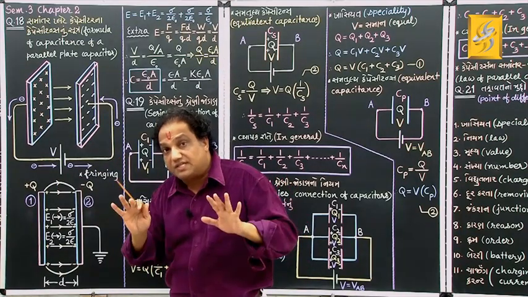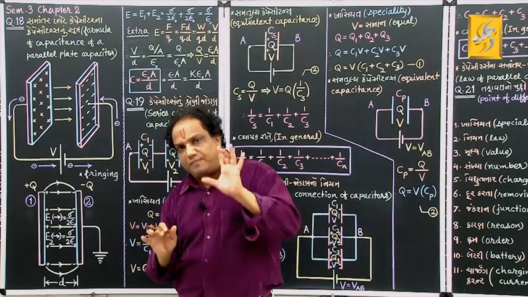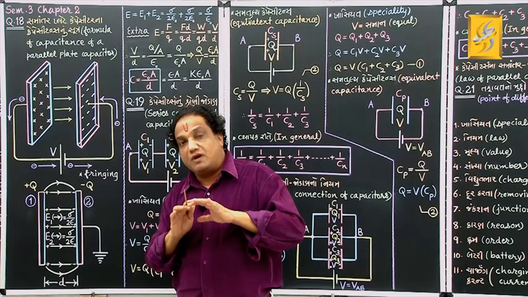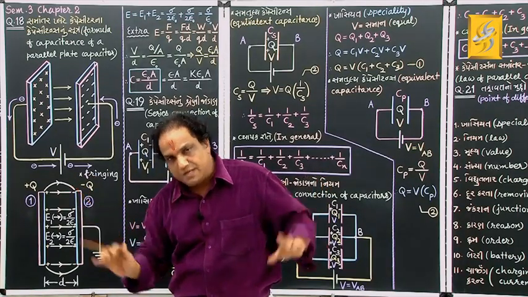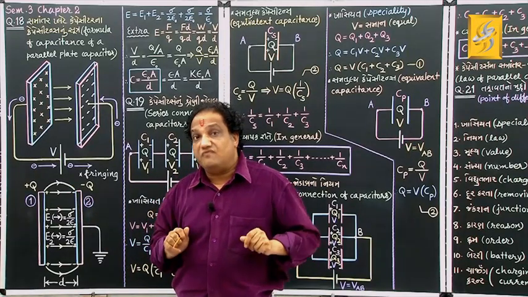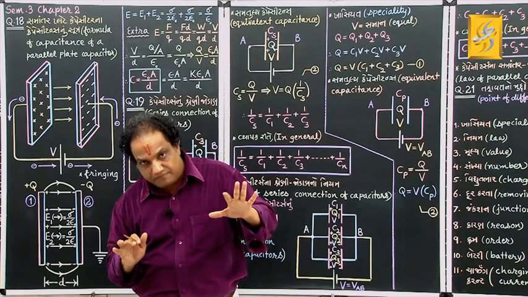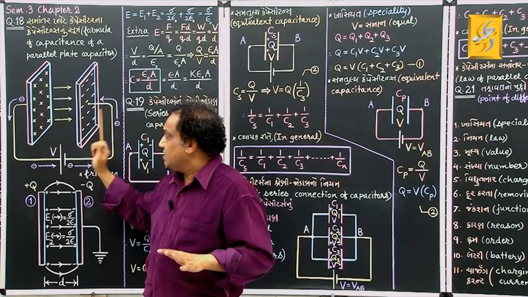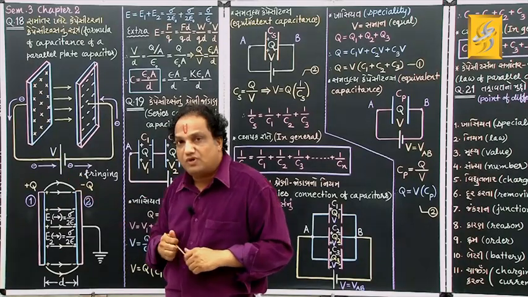So you can say charging gets stopped. Okay? By that time, the capacitor is said to have become fully charged, completely charged. Okay? Theoretically, it takes infinite time. Practically, after a pretty long time, the potential difference between these two plates nearly becomes equal to this terminal voltage.